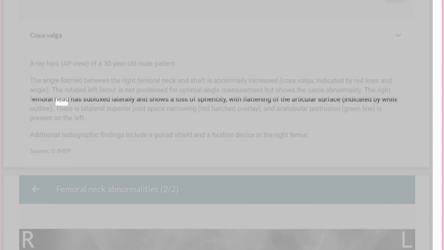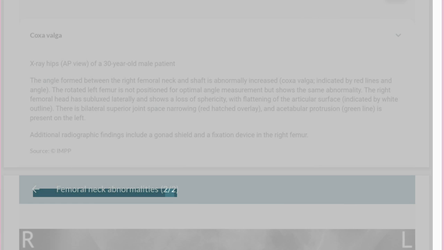The right femoral head has subluxed laterally and shows a loss of sphericity, with flattening of the articular surface, indicated by white outline. There is bilateral superior joint space narrowing, red hatched overlay, and acetabular protrusion, green line, is present on the left. Additional radiographic findings include a gonad shield and a fixation device in the right femur.